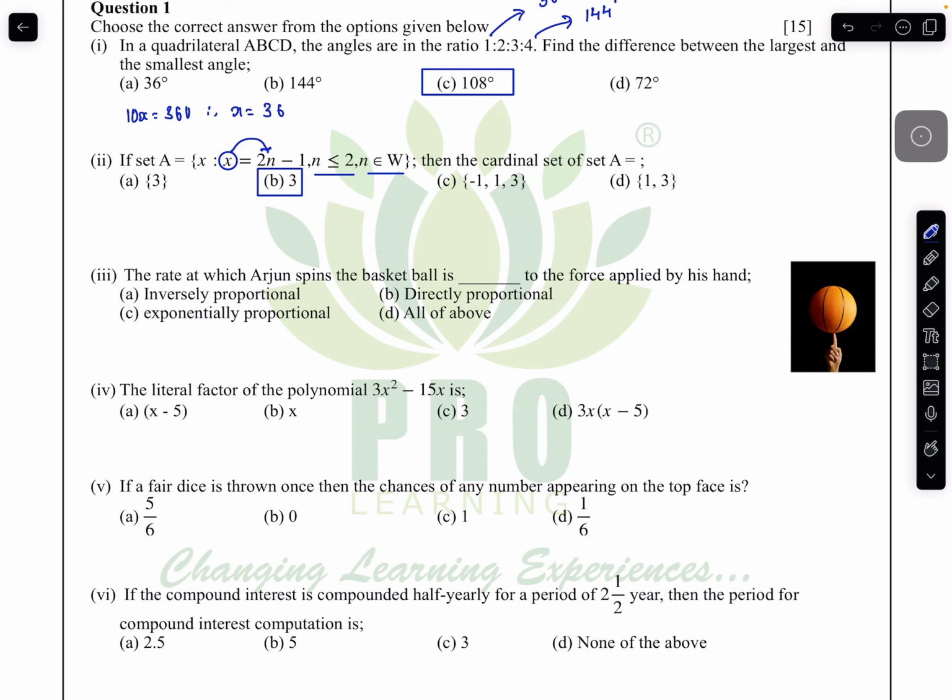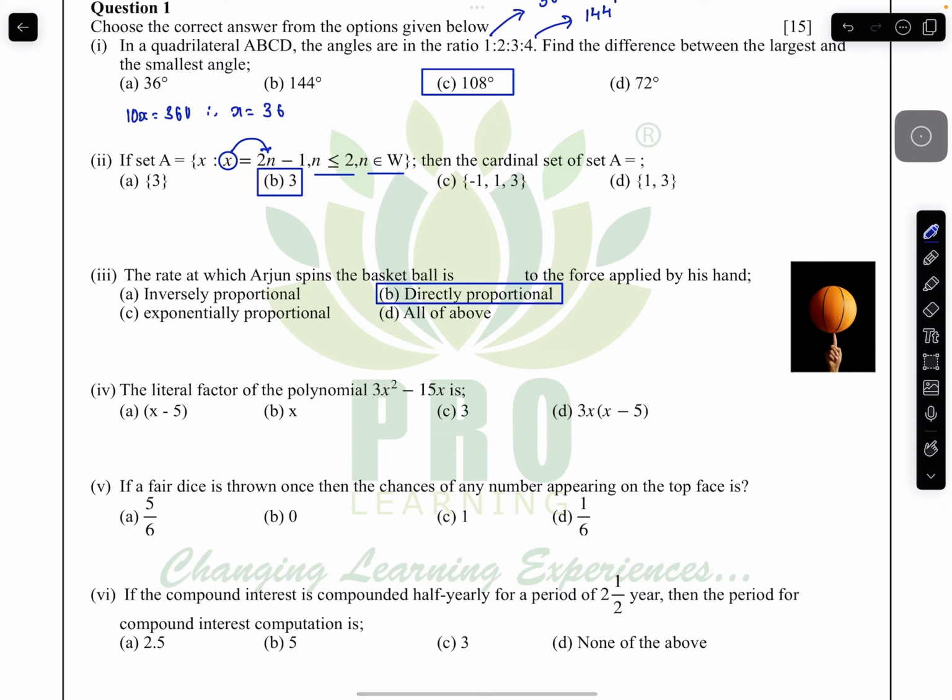The rate at which Arjun spins the basketball is dash to the force applied by his hands. So we know here physics is applied, but this is also mathematical brainstorming. The more consistent you are in keeping that force intact, the ball continues to move on and on. So this is directly proportional. So here we have directly proportional.